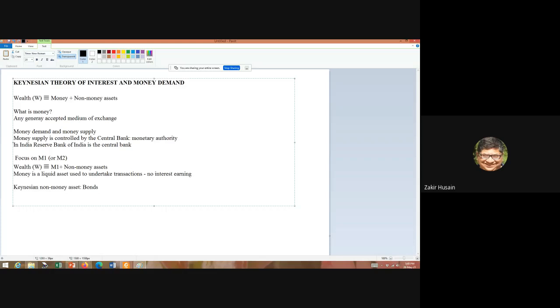Now, if you compare bonds with money, what are the differences between the two? Bonds earn interest. Money is liquid while bonds are not.